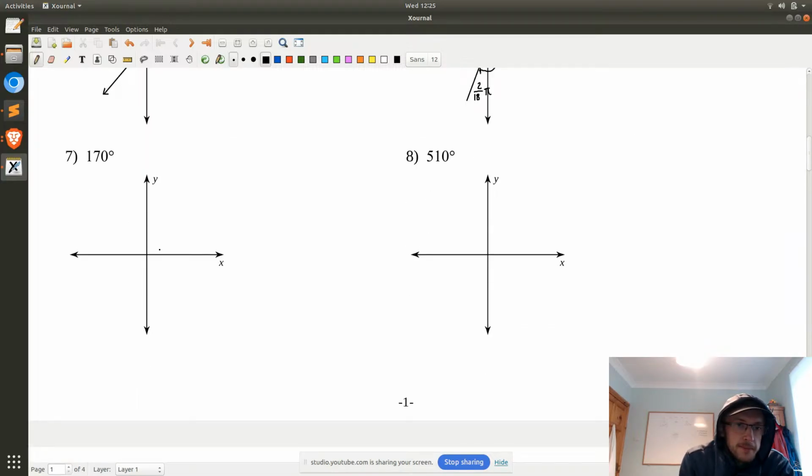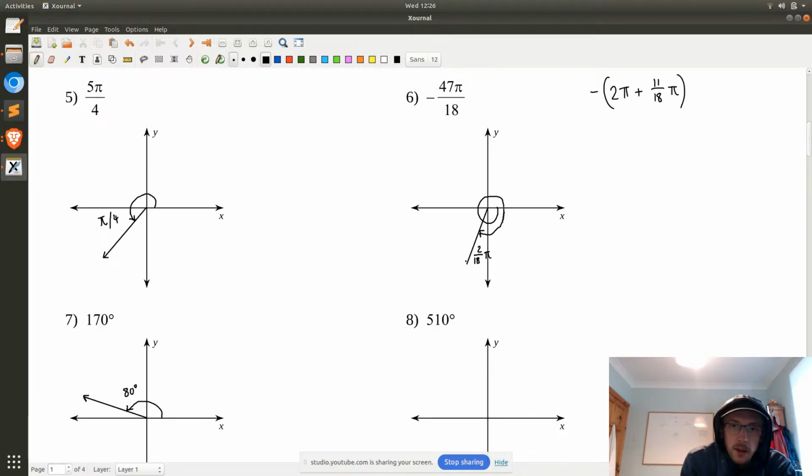170 degrees. It's up to you how you wish to signal that. I would put 80 degrees in there personally, because that's more visible. And they have it as a ray emanating from the origin, like that.